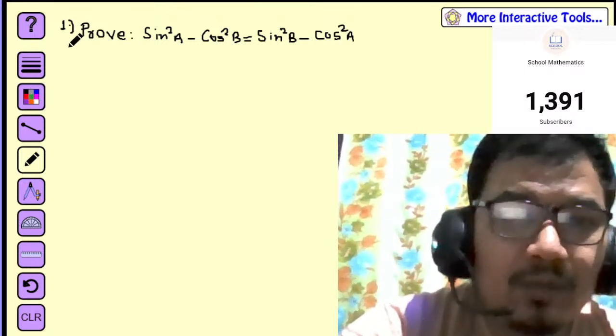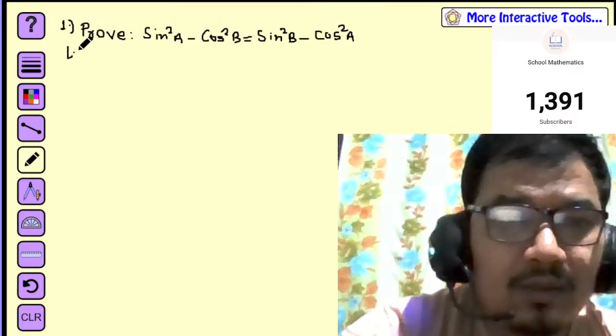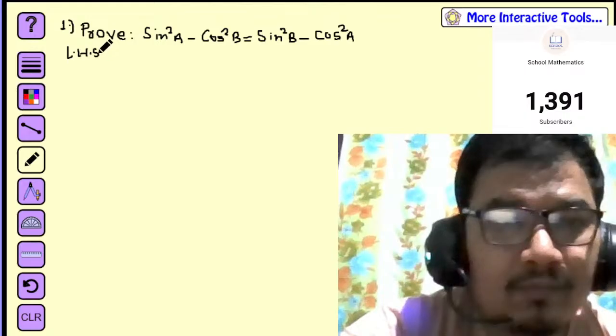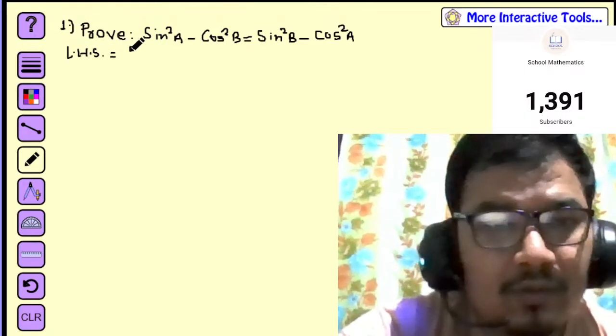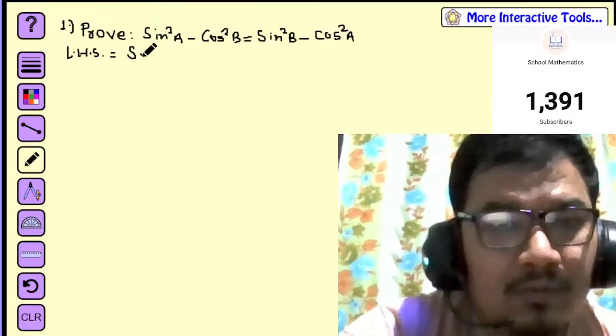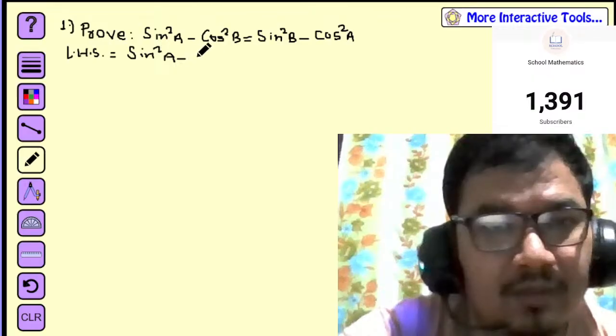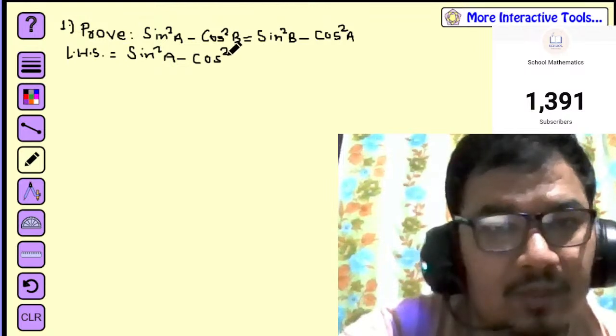And first, look here, we have to write here left hand side. Right here, left hand side. Okay. And write this question: sine square A minus, right here, cos square B.